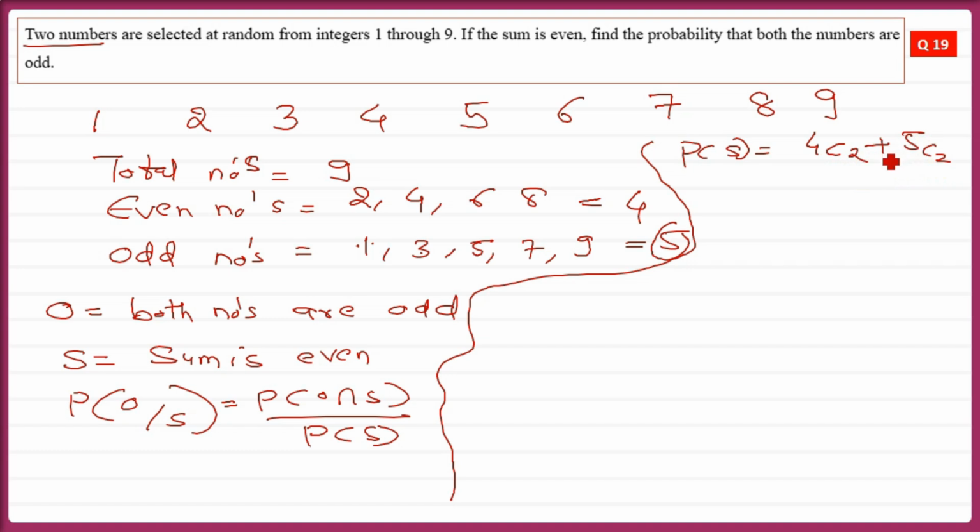So you are choosing 2 from 4 and 2 from 5. So 4C2 plus 5C2. These are the favorable cases. And what are the total number of cases? You are picking 2 from all these 9. So the favorable cases are picking 2 from even and picking 2 from odd, because they are going to give you even numbers. And the total number of cases is 9C2, because you are selecting at random 2 from 9.